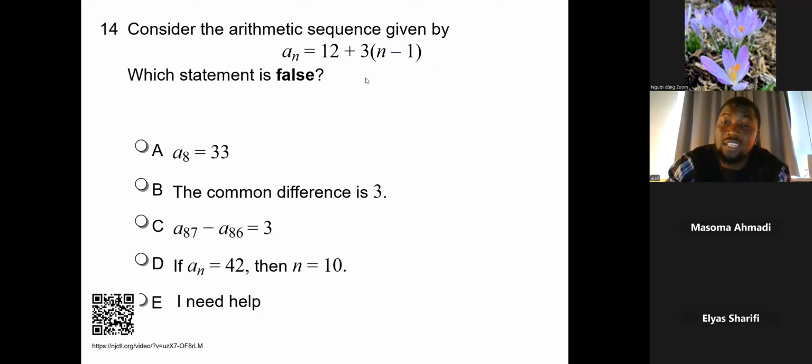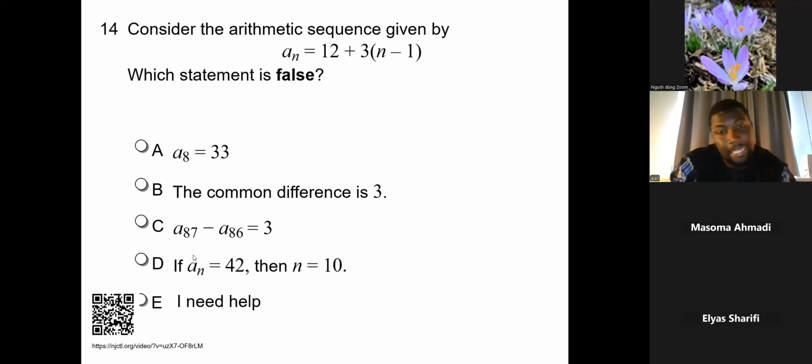The constant difference is 3. So if the constant difference is 3, that means always between every two terms, the difference will be 3. So you can see the 87th term and the 86th term, then the difference will still be 3 because that is what is existing there.